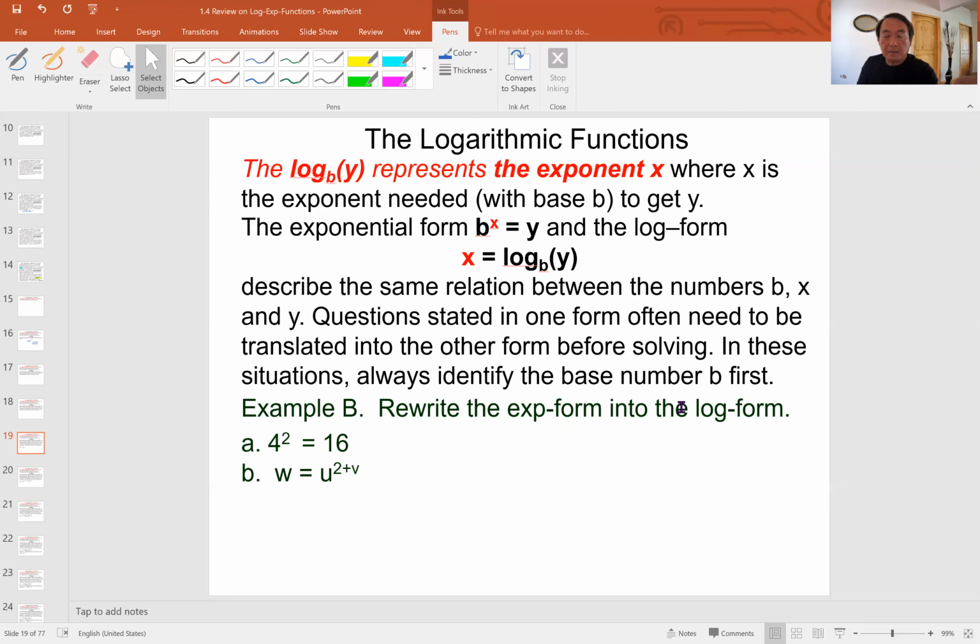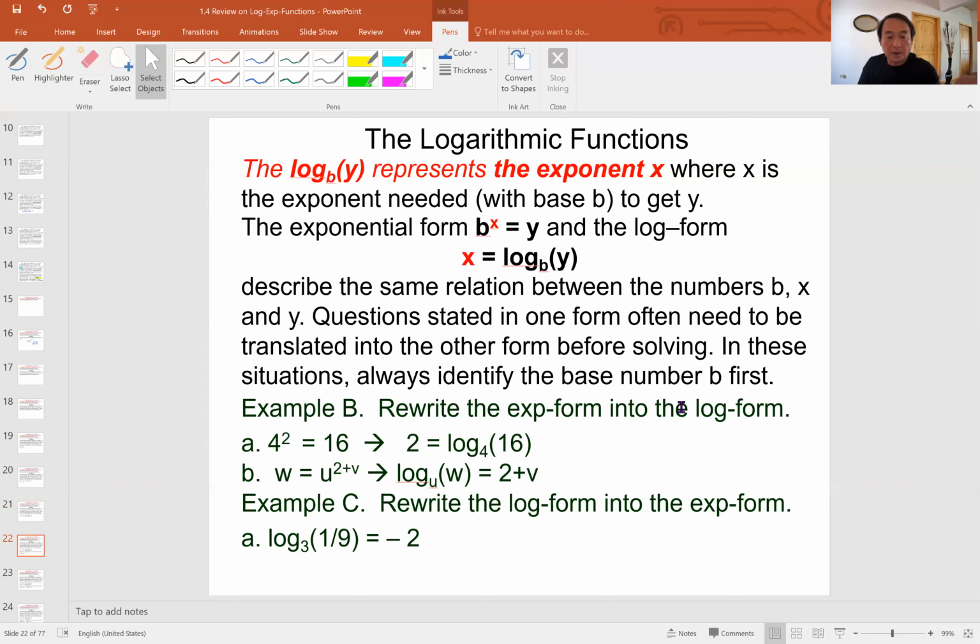What's the first step? Write down what's the base. Log base what? If the base is 4, then we are dealing with log base 4. Okay. And the bottom one, what's the base? The base is u, so we're dealing with log base u. Okay.